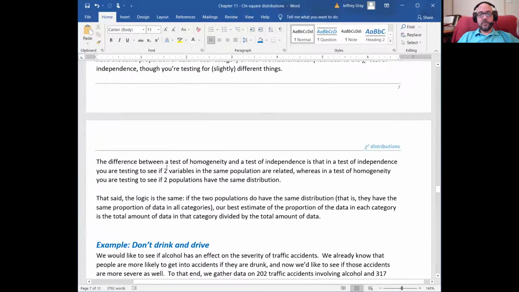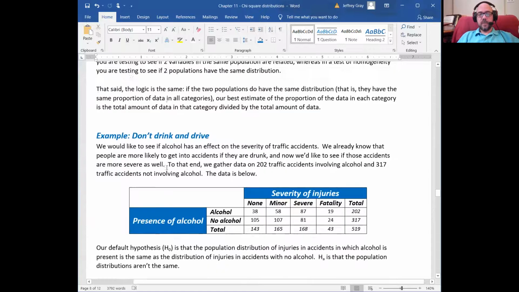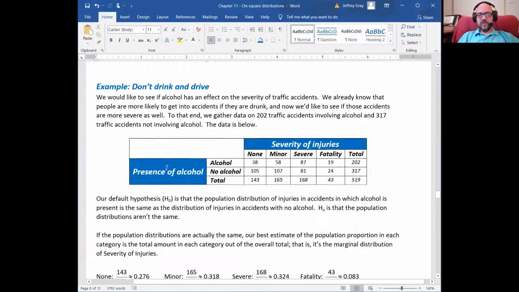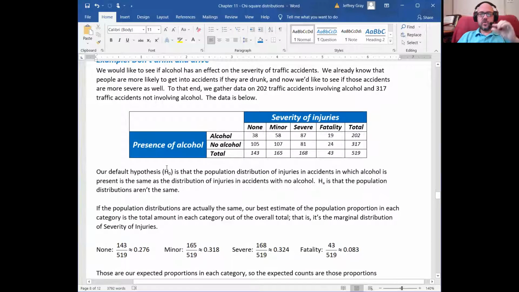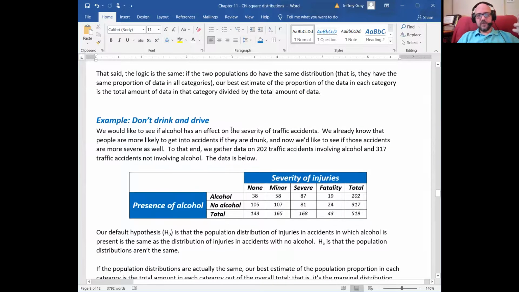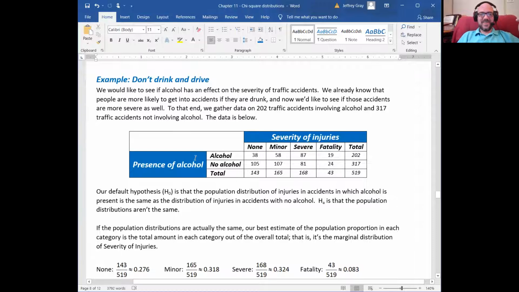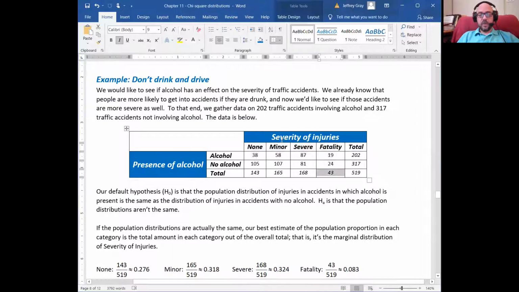So here is what a homogeneity test is. It is testing to see if two different populations are homogeneous, which is to say the same, with respect to a particular categorical variable. So here I've got, after the fun cheerfulness of ice cream, we've got to bring it down a little bit, alcohol versus no alcohol and severity of injuries in car accidents. So here's the idea. I've got a category, severity of injuries.